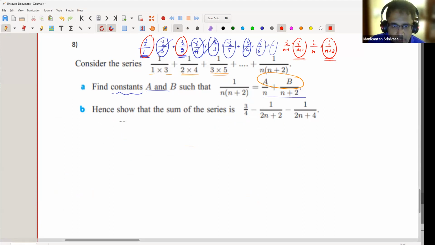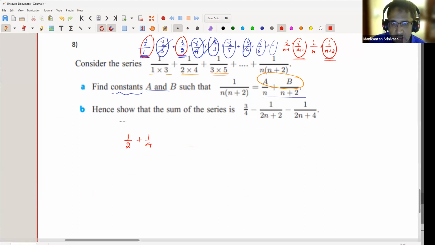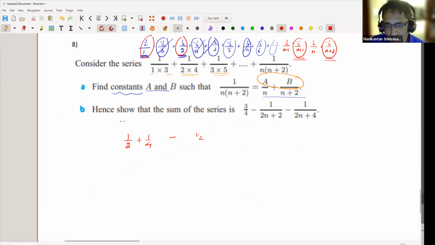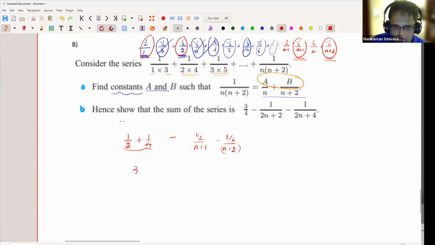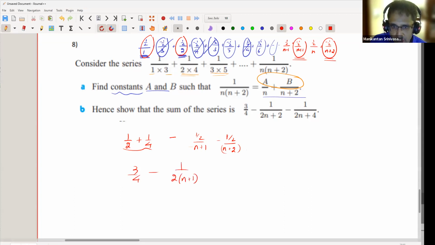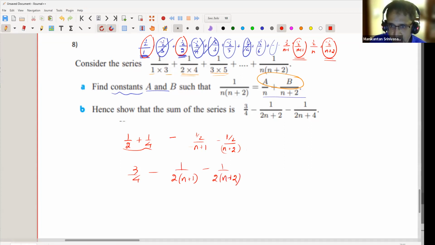Okay. So what will prevail will be the first term, which will be half by 1, and the first term in the next expression, which is half by 2, and correspondingly the second term in the last two expressions, half by n plus 1 and then half by n plus 2. So this is what we get. So half plus 1 by 4 is 3 by 4, and this is 1 by 2 times n plus 1, and this is 1 by 2 times n plus 2. That's exactly what he has here, right? 1 by 2 times n plus 1, 1 by 2 times n plus 2.